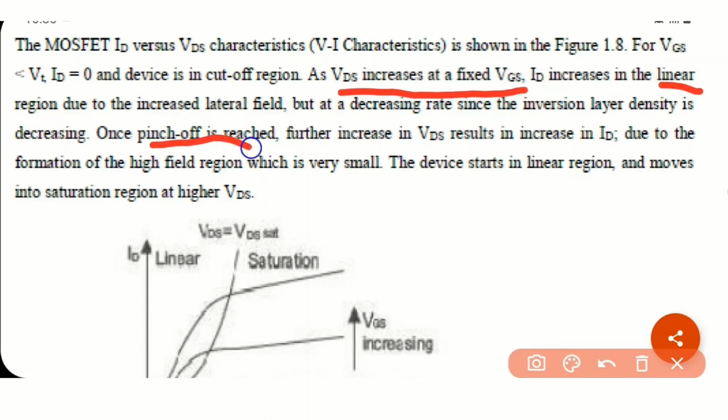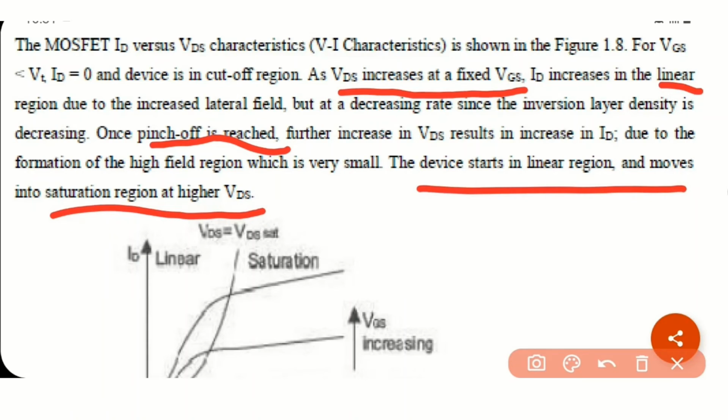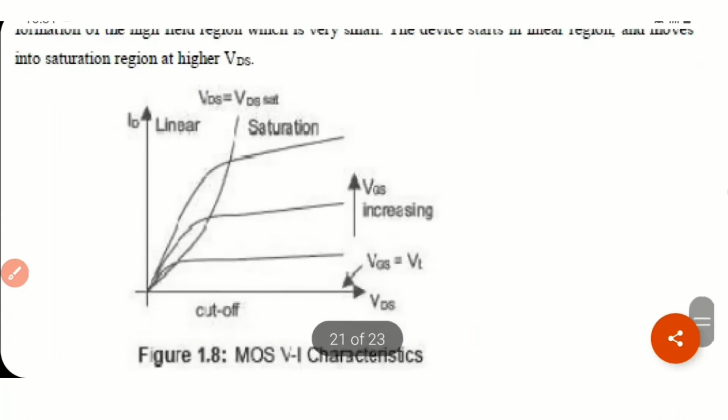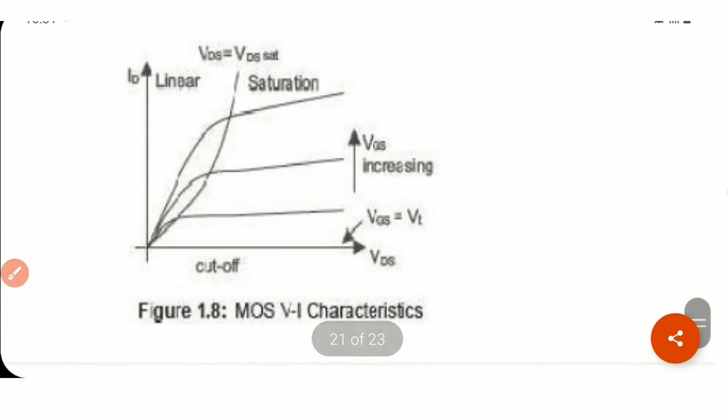And once this pinch off is reached, then your saturation will come. Further increase in VDS results in almost no increase in ID, due to the formation of a high field region, which is very small. The device starts in linear region and moves into the saturation region at a higher VDS. So this is what we have just read out.